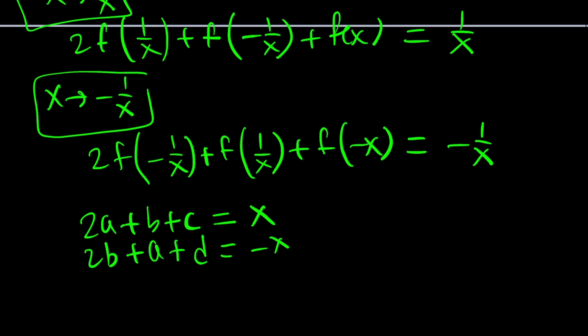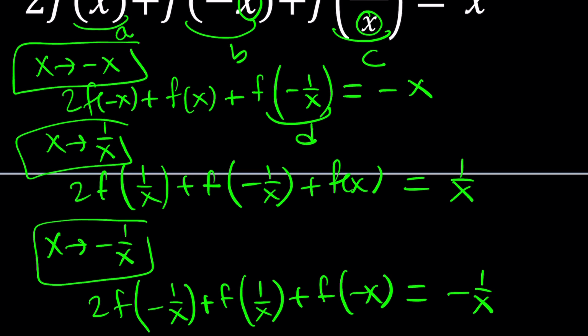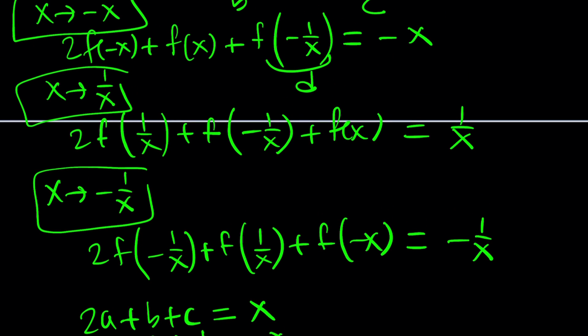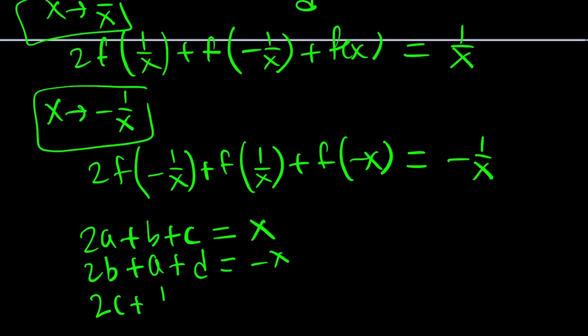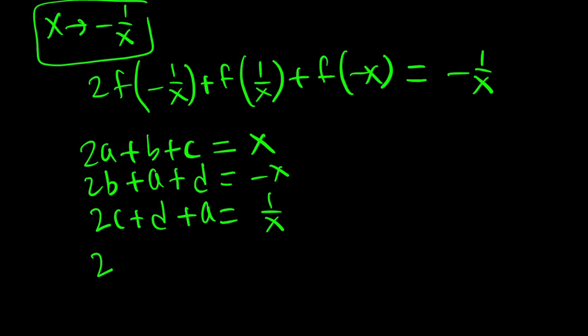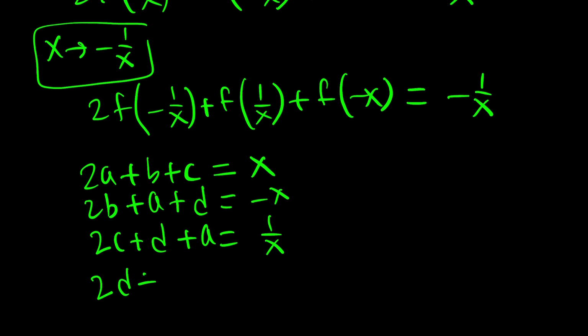And then we have 2 times f of 1 over x, which is 2c. And then f of negative 1 over x, which is d. And then the next thing is f of x, which is a. And this should be 1 over x. And the final equation is going to give us 2 times f of negative 1 over x. Again, that is d. And then b, a, c, so hopefully you can tell which is missing, equals negative 1 over x.